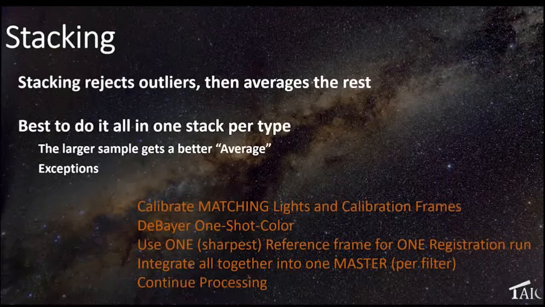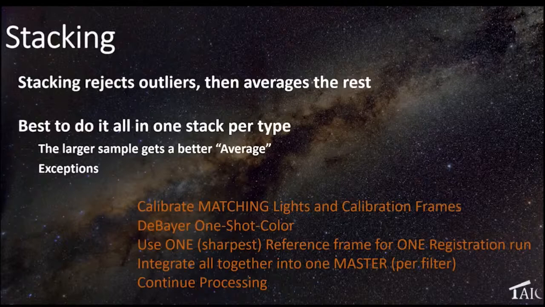Now, there's some questions that arise about stacking. In particular, should I stack everything together, or should I stack them separately by each night, or what should I do? What stacking does is it rejects the outliers, then averages the rest. It lines up the values for all of the different subframes in an array. And then it picks the highest of those and the lowest of those, the ones that are really so far out of the range of everything else that they can't be real, and it throws them out. And then it averages the rest.